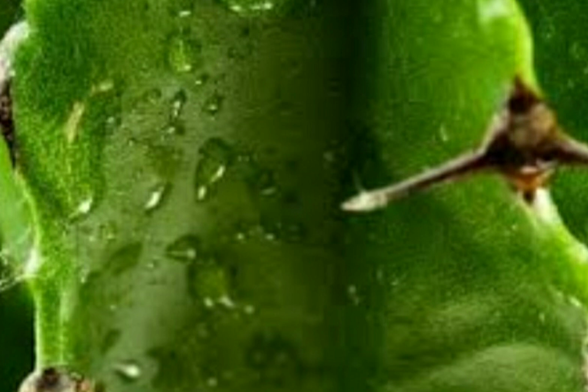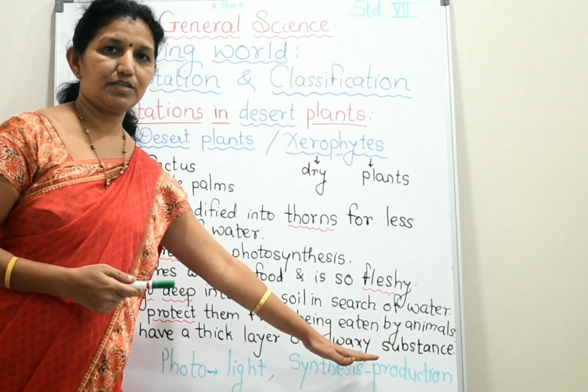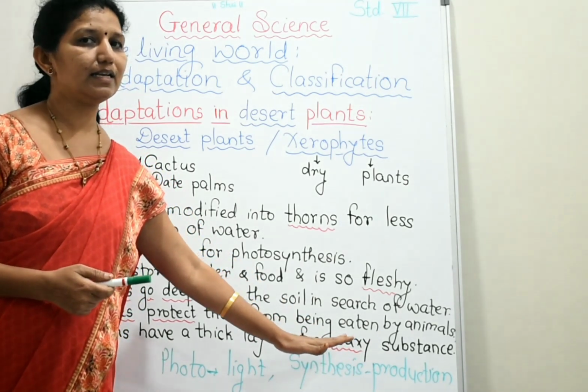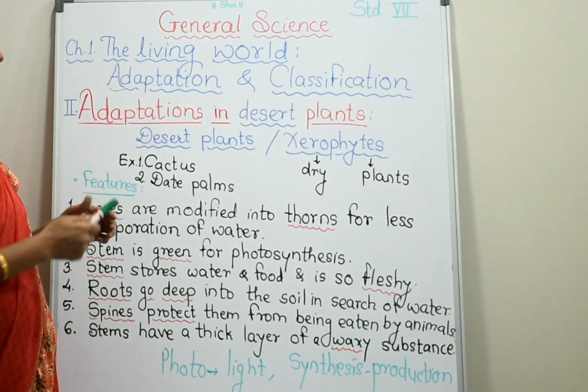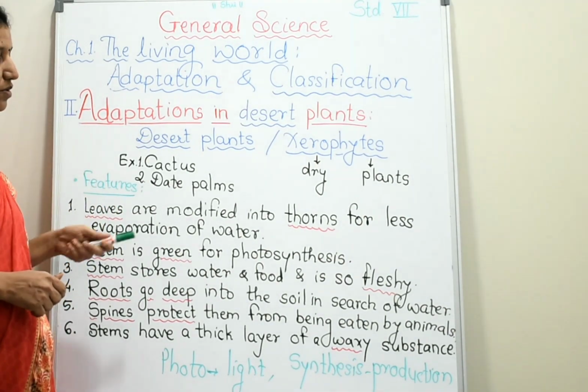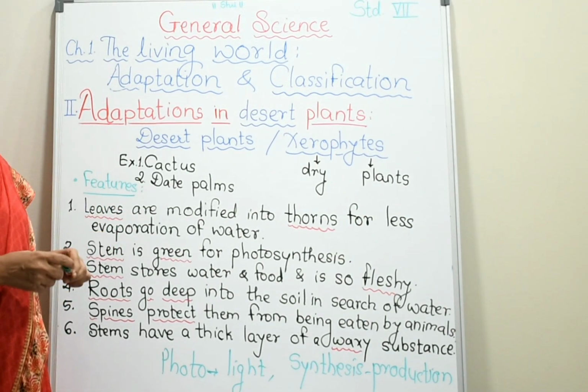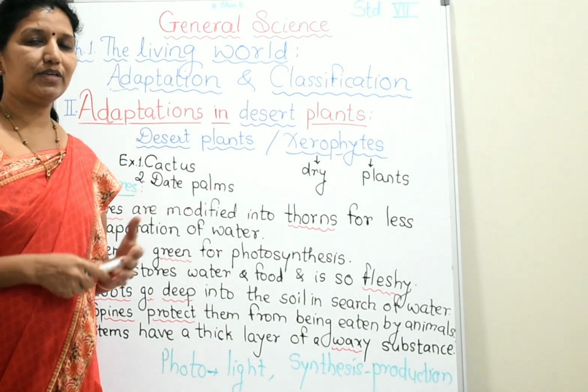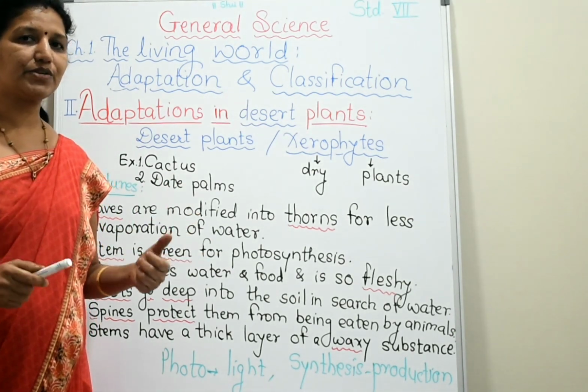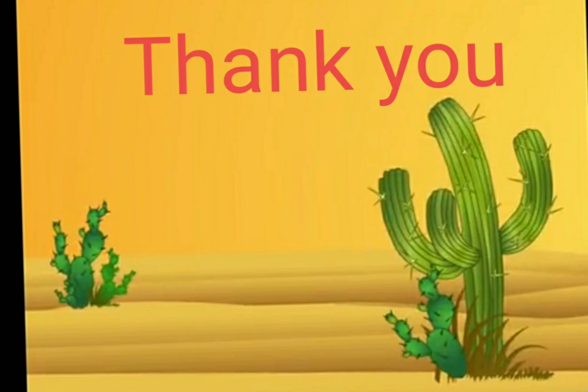Also, stems have a thick layer of waxy substance. Because of that waxy layer, the stems can survive in that environment. In this way xerophytes have so many modifications so as to survive in the scarcity of water, shortage of water also. Thank you.